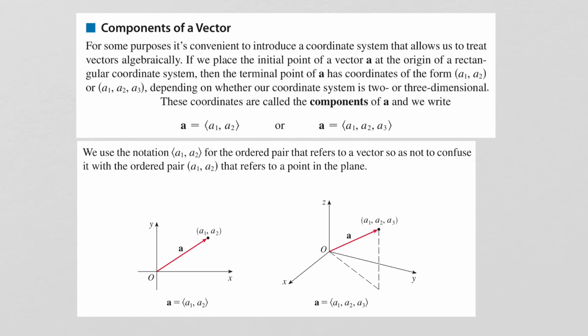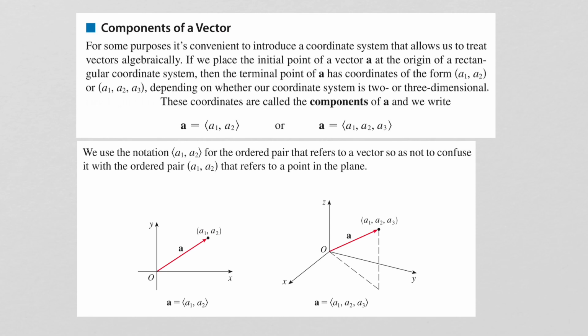Next, we talk about the components of a vector. And this is a way to bring algebra into the vector discussion. In a two-dimensional coordinate system, we can think of a vector as having a starting point at the origin and an ending point at the point a1, a2. In 3 dimensions, we do it the same way. The vector has the starting point at the origin and the ending point at a1, a2, a3. Okay, and that just gives us a 3-dimensional vector.